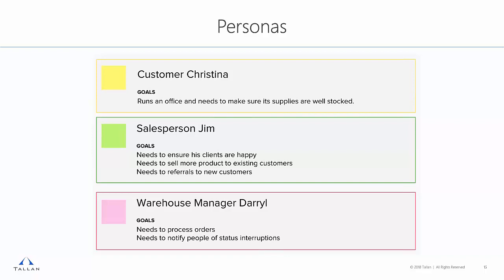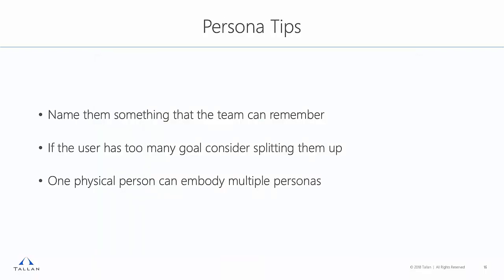So again, we're not trying to do a ton here. We just really want to understand, what are they trying to do with the system and give them a name. As you're creating these personas, a couple tips just to keep in mind. Name them something that the team can remember. We often use a little bit of alliteration.